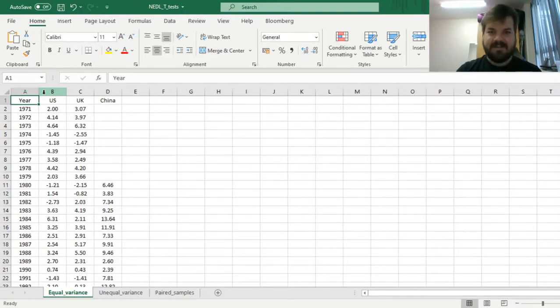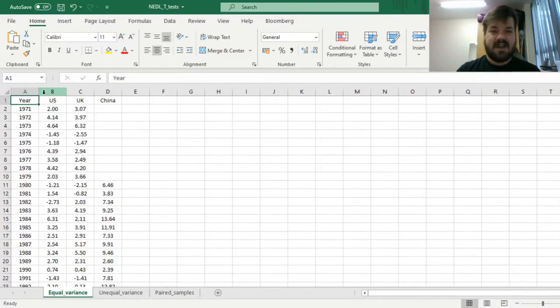My name is Saba, and today we are covering some introductory statistics and econometrics concepts. That is, the t-test for equal variance samples. Sometimes it is very useful to understand if the means of two samples are the same or different, accounting for some random variation that is present in many sources of real-world data.